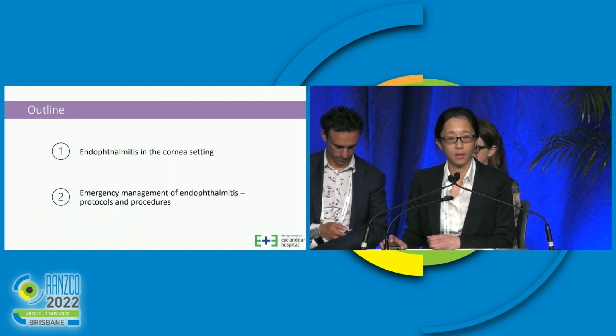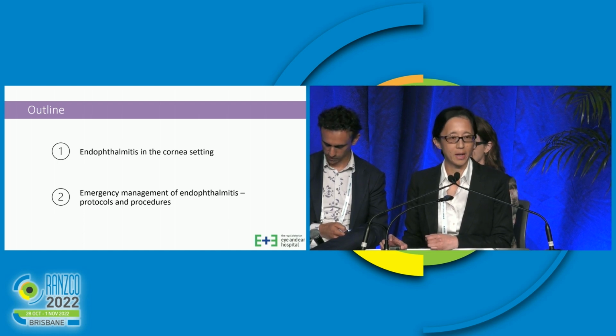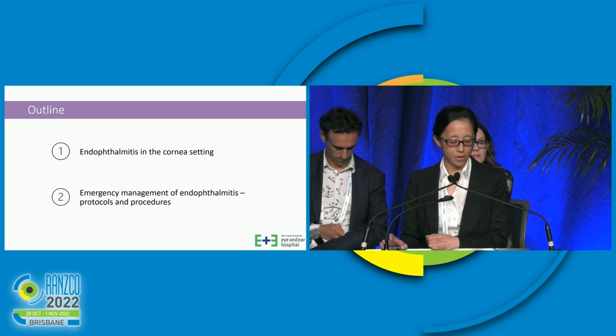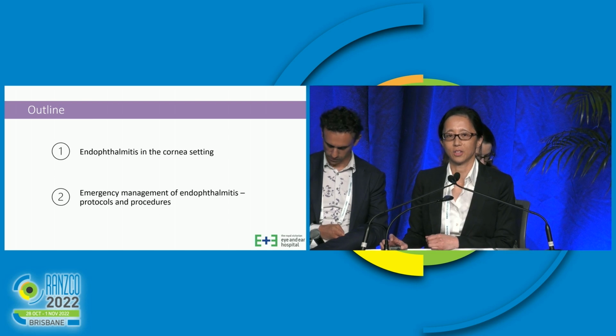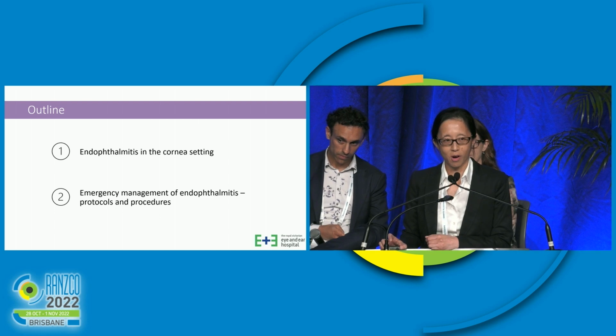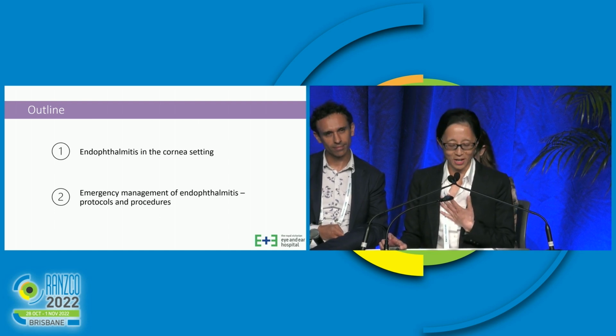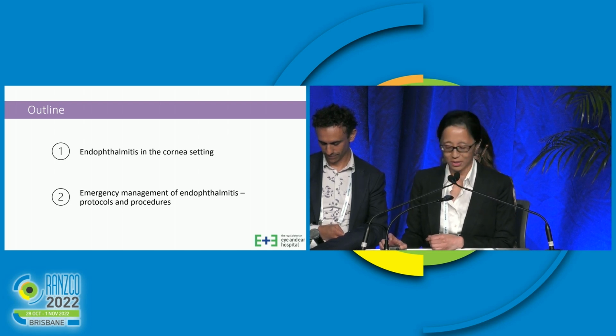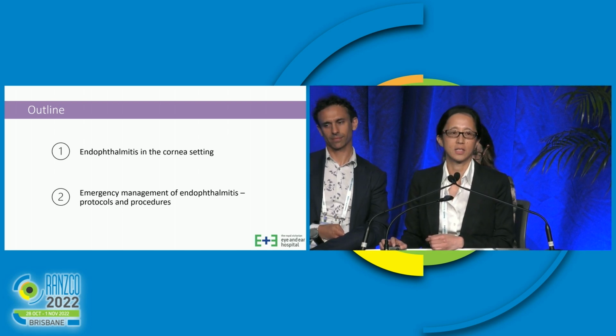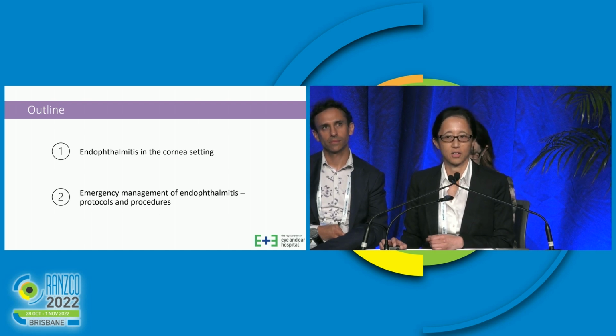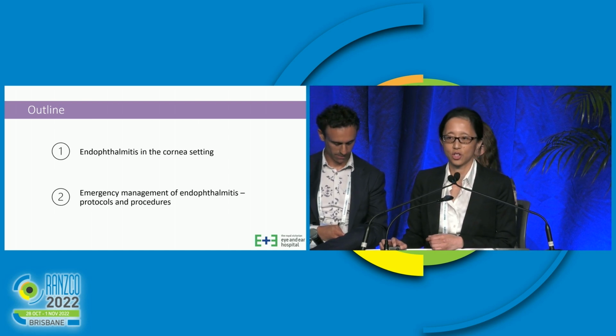What I'm going to do is I'm going to divide this talk up into 2. First of all, to talk about endophthalmitis in the cornea setting, and secondly, to talk about the emergency management of endophthalmitis, the protocols and procedures we have at the hospital for the non-VR surgeon. Now, you might see me standing up here amongst this illustrious panel and wonder why I, as a cornea person who tries very hard not to look at the retina, is telling you about the emergency management of infections. And I think the thing to remember is that at the end of the day, these patients are going to present to us as cataract surgeons. They're not going to present to the VR surgeon immediately. So, we need to have a plan.